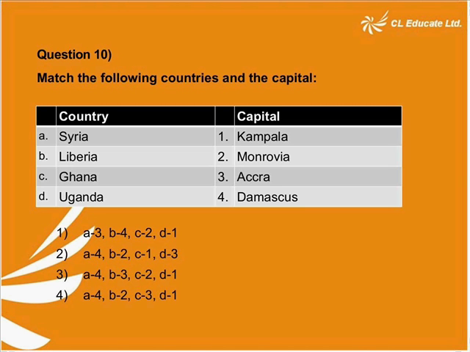This film had won the so-called Nobel Prize of the Films, that is Oscar. Yes, the film was based on the incident from Uganda. So Uganda is Kampala, Liberia is Monrovia, and Ghana is Accra. So A4, B2, C3 and D1. The correct answer is option B. That is option 4.